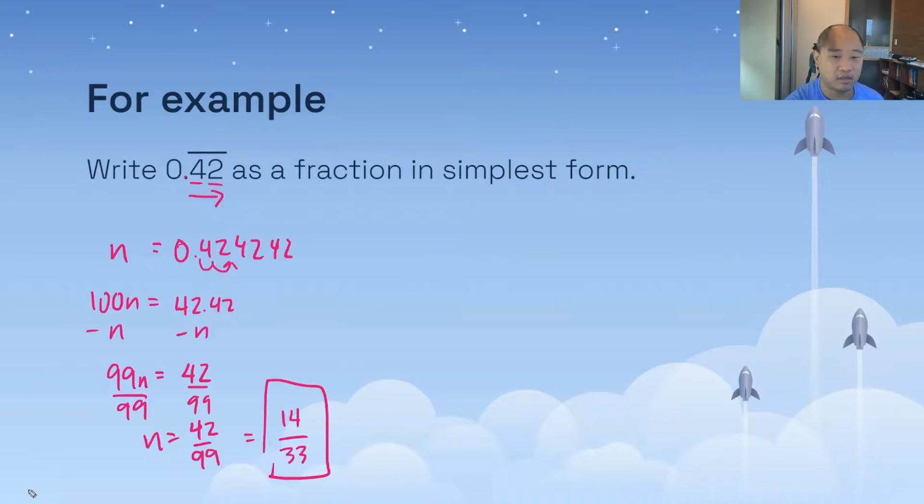So I want you to do, I don't know, 0.32 repeating on your own. Do this problem on your own.